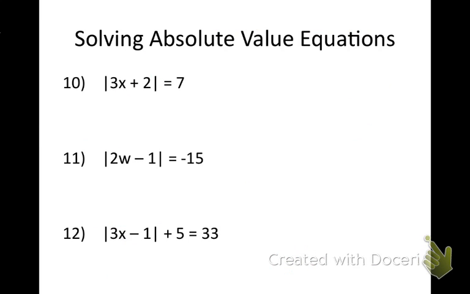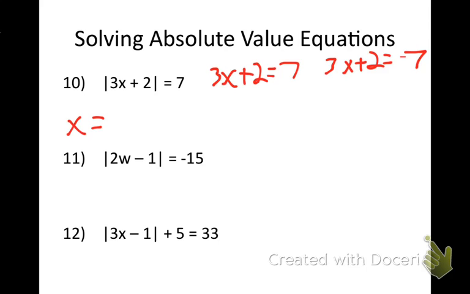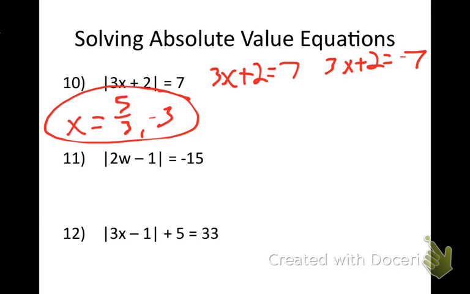All right. Take a couple seconds. Try these 3. Look at them first. There is a trick question in one of these 3. Look at it and see if you can find why. All right. Let's go through these here. Number 10, I think we did pretty well on. So you get 3x plus 2 equals 7. 3x plus 2 equals negative 7. When I work them all out, I get x equals what, Andy? For number 10? Yeah, 5/3. 5/3, negative 3. Nice job.